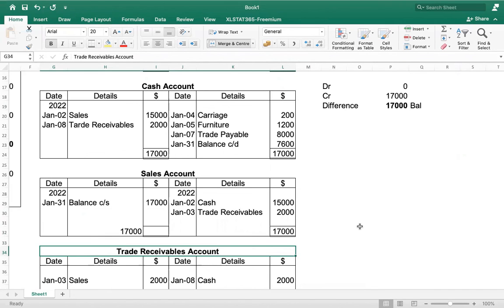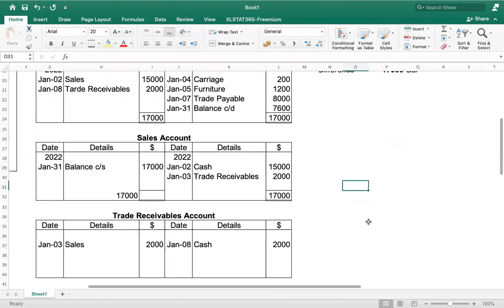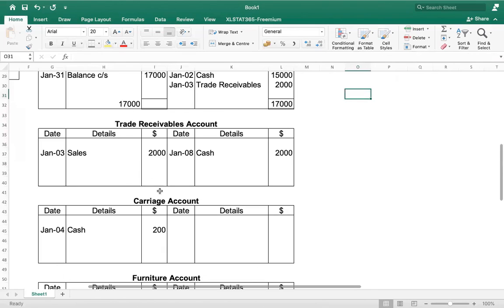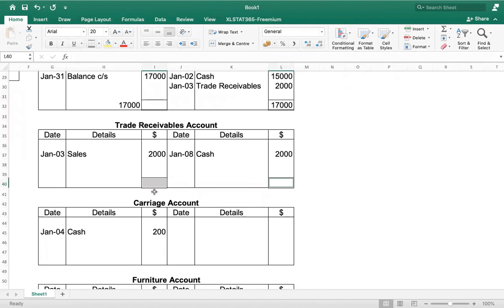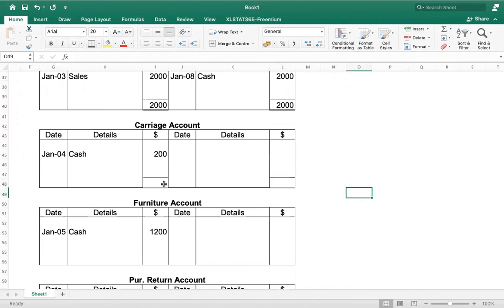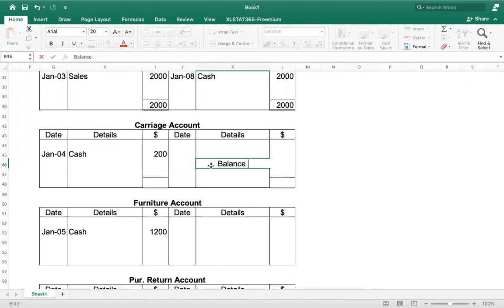Now next account is which one? Trade receivable. Both side totals are the same, so no balance. So just put the total, 2,000. No balance this time. Carriage account, tell me what is the balance? 200. Which side should I write? Credit. So on the credit side I will write balance carried down, how much money? 200. And then I will put the total.